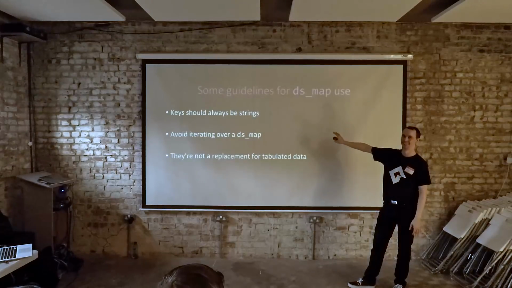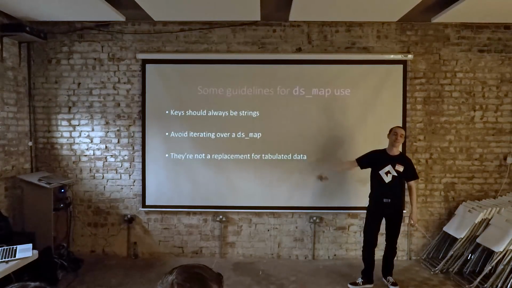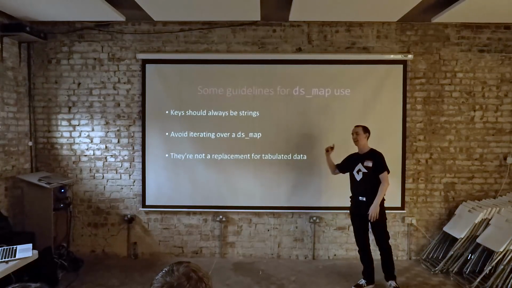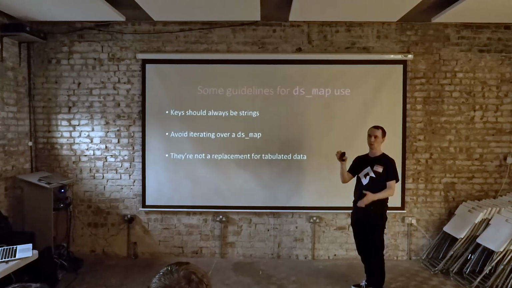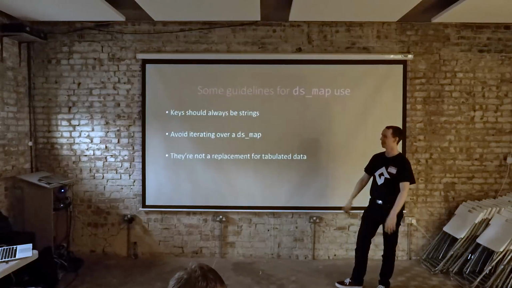Yeah, I won't go that far. So DS maps are not a replacement for tabulated data. You can't use a DS map, or you shouldn't use a DS map, to replace a list or a grid or an array. Because as soon as you try to remove an entry from the middle of a DS map and you expect all the values to still be sequential, it isn't going to work anymore.